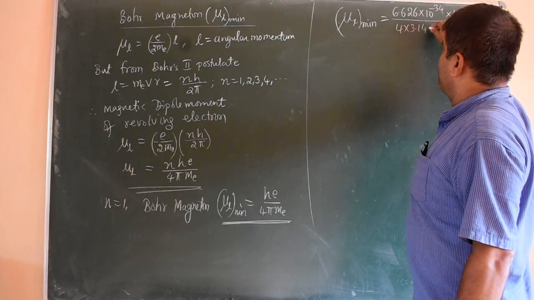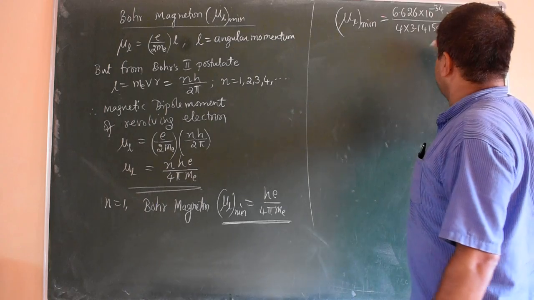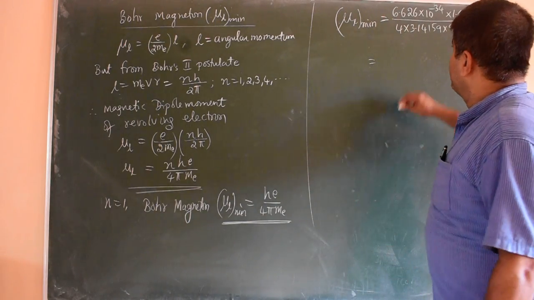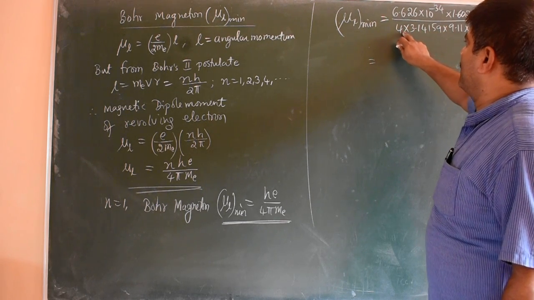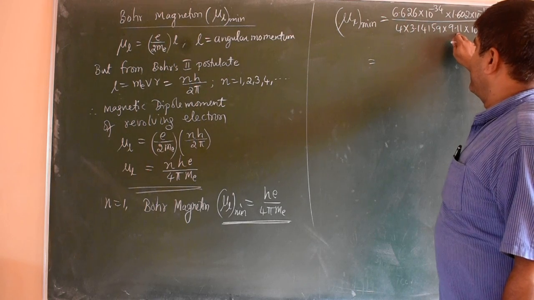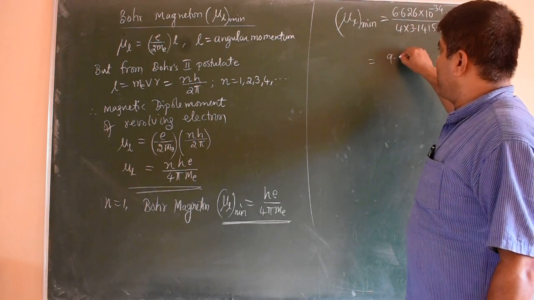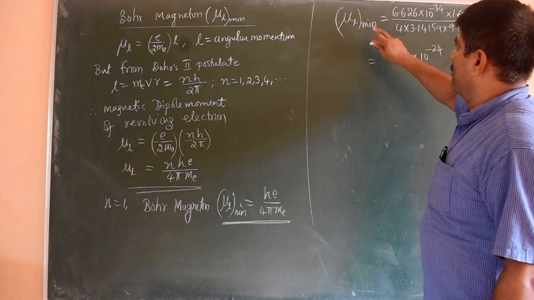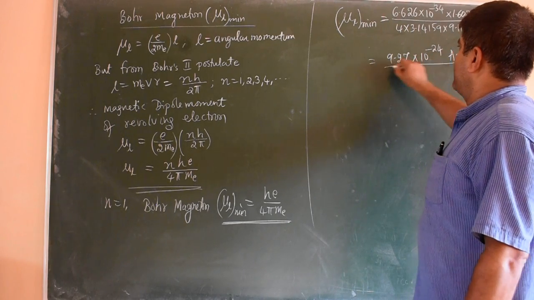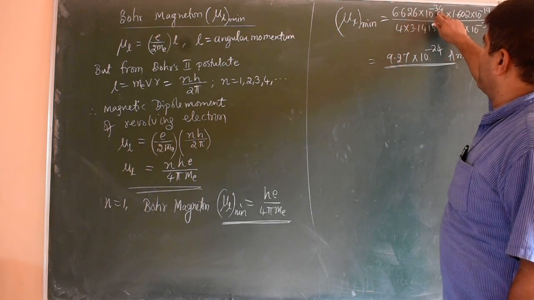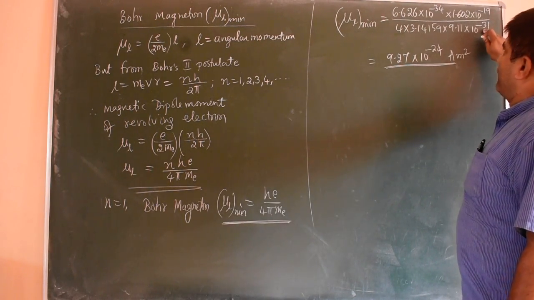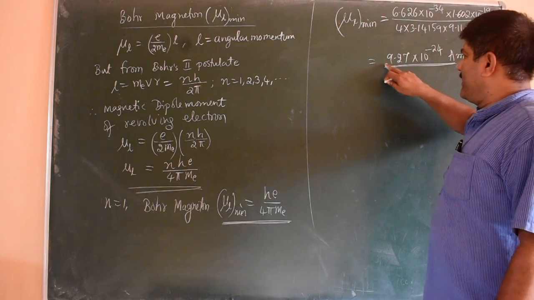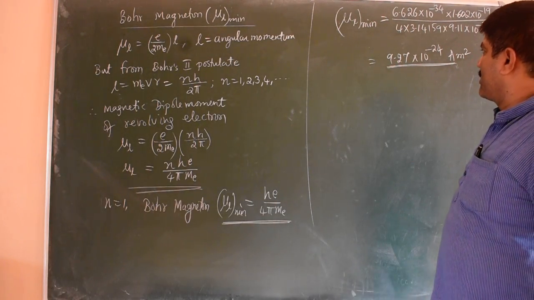4 into 3.14159, into me, 9.11 into 10 power minus 31. Substituting and simplifying all this, we get 9.27 into 10 power minus 24. The unit of the Bohr magneton, a dipole moment, is ampere meter square. You may not get the exact number, but see the powers: minus 34, minus 19, and when you take minus 31 to the other side as plus 31, you may get a slightly different power. But the final answer can be written as this. This is the value of the Bohr magneton given in the book also, 9.278.